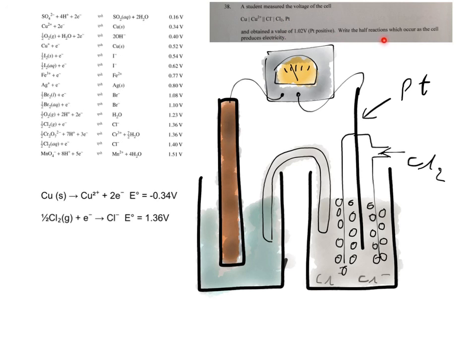So the question says, write the half reactions which occur as the cell produces electricity. These are those. You can put those together if you wanted to, so you'd have the copper plus chlorine gas going to give copper ions plus two chloride ions. Okay, that would be the overall reaction. Let me know if that doesn't help.